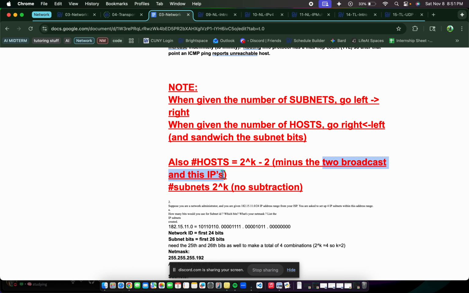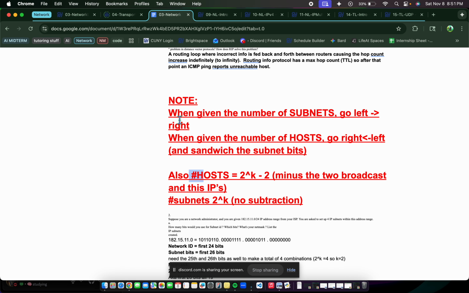So you could think of it as the 2 things you have to subtract. These are hosts themselves, right? You could broadcast, or you could use just this IP, which is all zeros. So those would count as hosts. On the other hand, when we have to find the number of subnets or the number of hosts, we have to play around with the bits a little bit. So when given the number of subnets, go left to right. When given the number of hosts, go right to left.